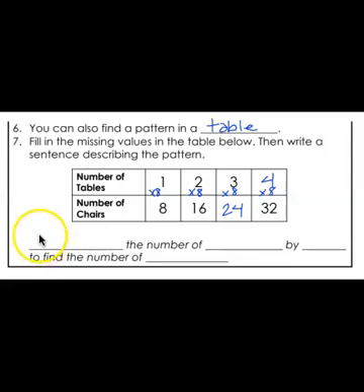Now, how would we describe this pattern right here? We multiply the number of what? The number of tables by 8 to find the number of what? Chairs. So 1 table gives us 8 chairs. 2 tables gives us 16 chairs, and so on. So multiply the number of tables by 8 to find the number of chairs. Your next mystery letter is the letter U again.